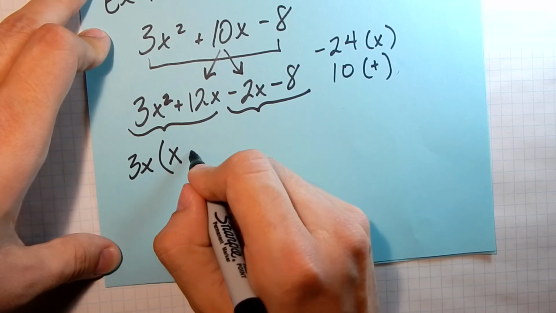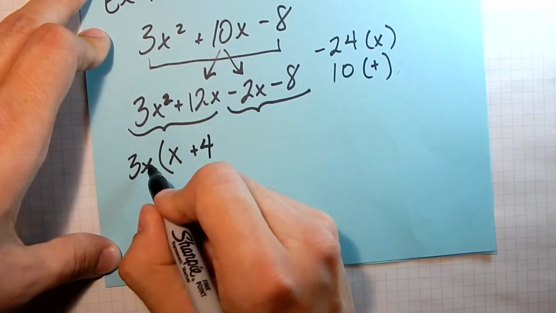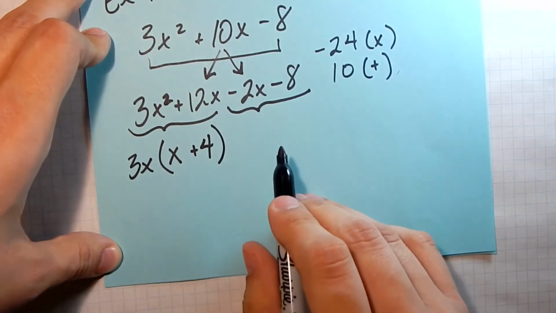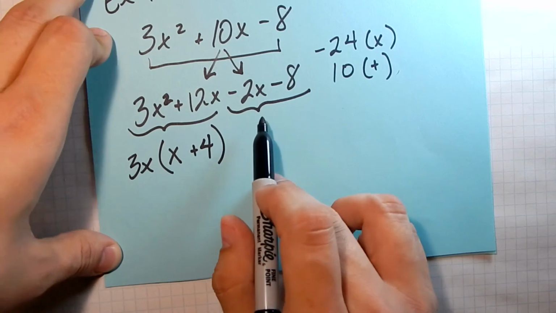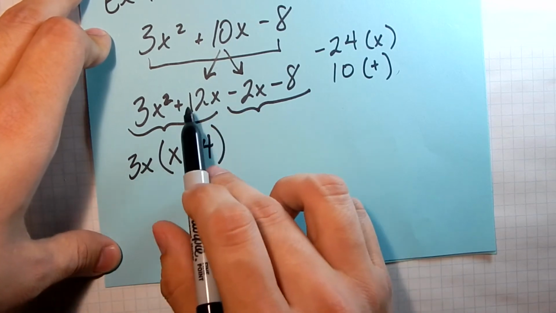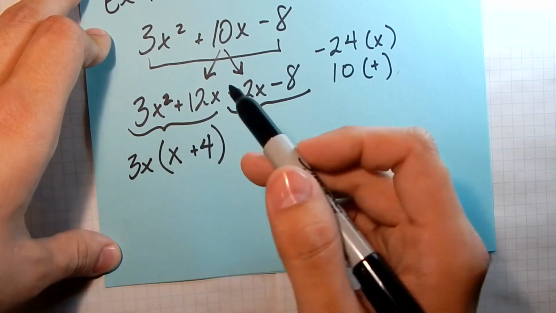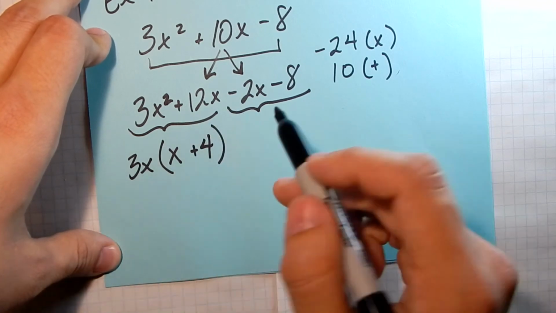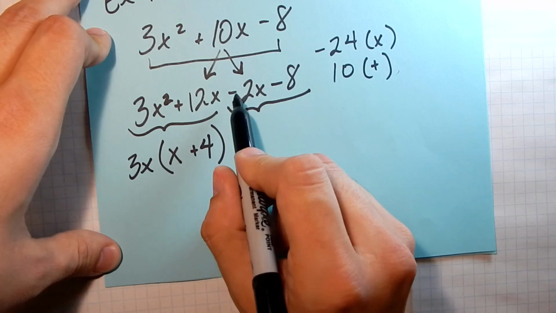12 divided by 3 is 4, and then x divided by x is 1, so that leaves that alone. Now, I mentioned before about the signs. If we had put the negative sign here, that would have made life a little bit simpler, but I guess this is good to demonstrate this as well.